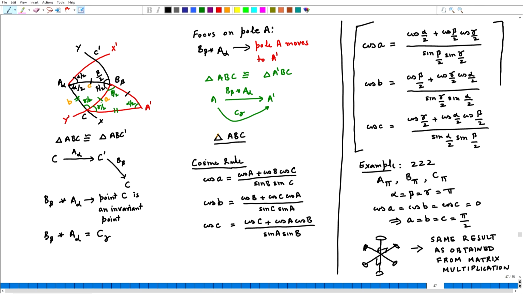So, I suggest that before you go to the next lecture, try to do this exercise yourself, and anyway in the next lecture I will visit some of the possibilities, and in the end we will list down all possible possibilities that are there of combining rotation axes.